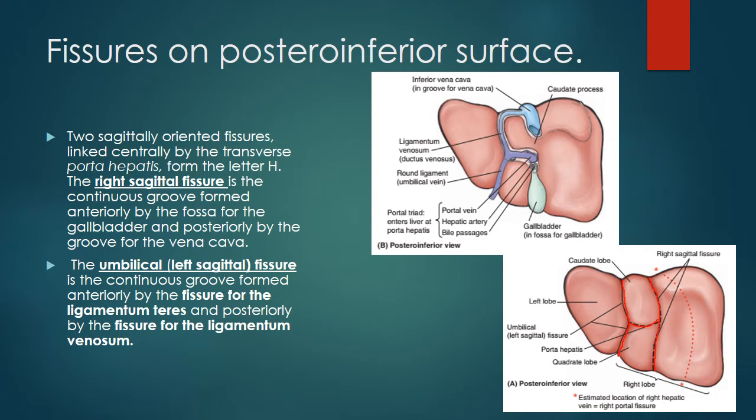So it forms this H shaped fissure on the postero-inferior surface, one of which is called the right sagittal fissure. This one is the right sagittal fissure, which is a continuous groove formed anteriorly by the fossa for gallbladder and posteriorly by the groove for inferior vena cava, and the other is the umbilical or left sagittal fissure, which is a continuous groove formed anteriorly by the fissure for ligamentum teres and posteriorly by the fissure for ligamentum venosum.